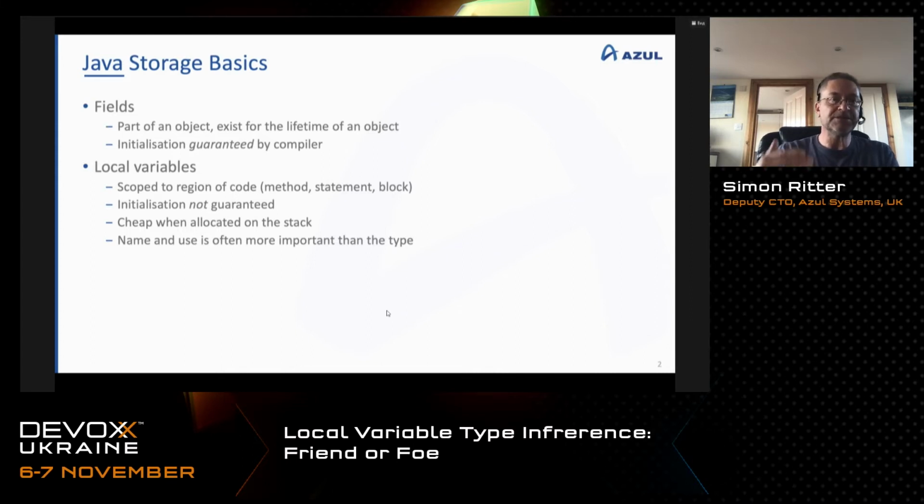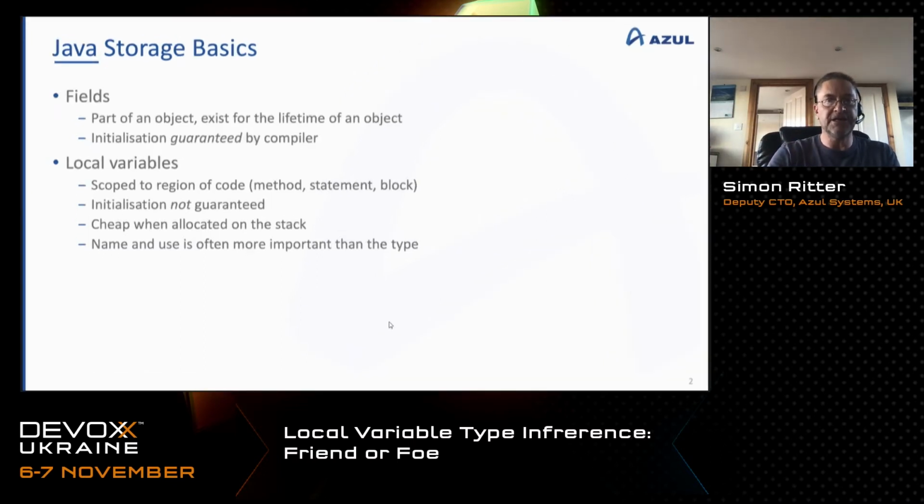Now, the important thing about these is because they're part of a method, they're created on the stack and they don't come with guaranteed initialization. So what you need to do in your code is to ensure that you do initialize these variables so that you don't run into problems. They are cheap, they're allocated on the stack, so that's always very good for performance. And often what we find with local variables is that the name that you use and how you use it is more important than the type that you've got.